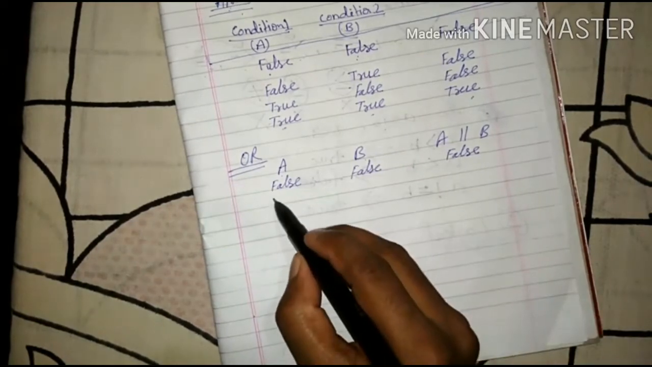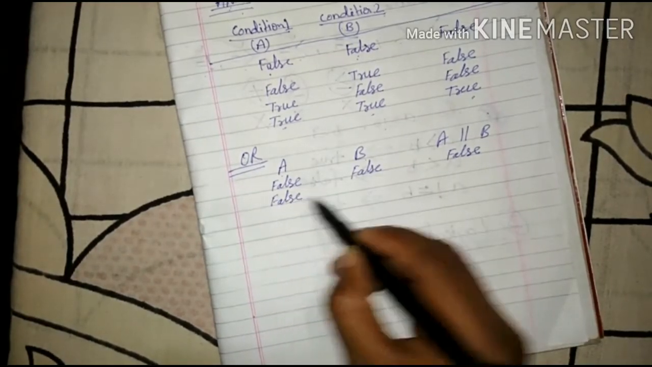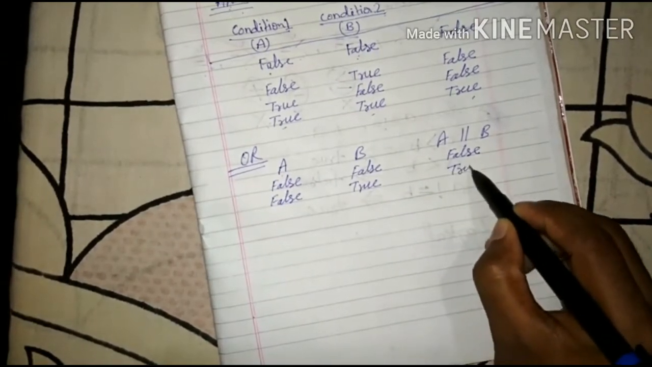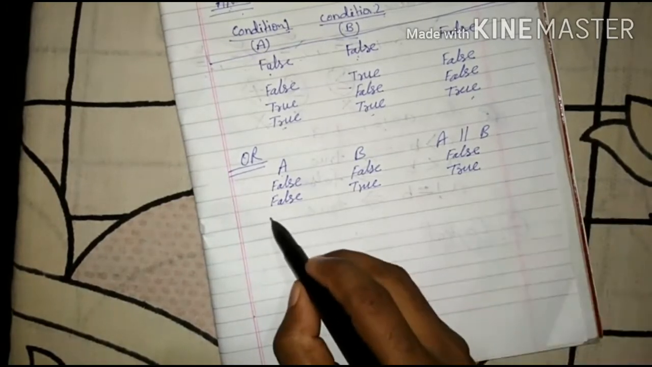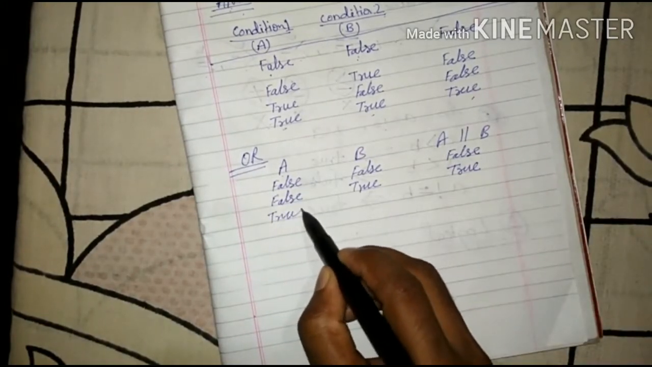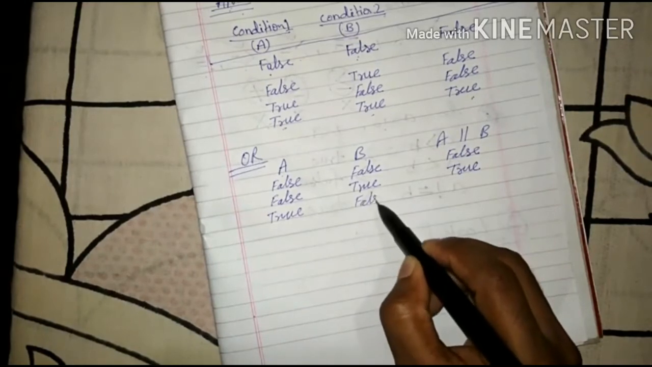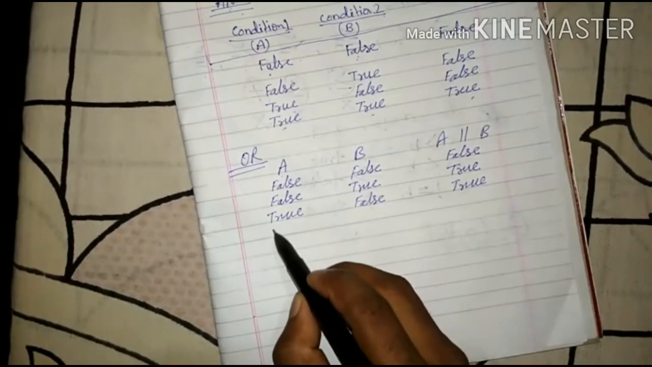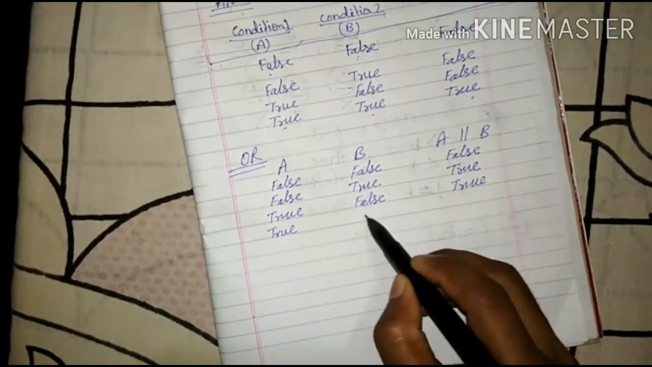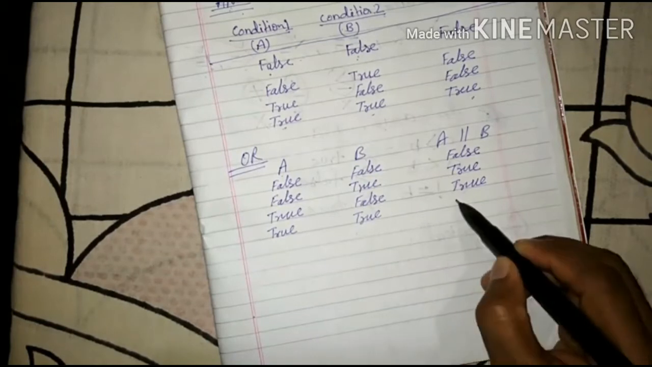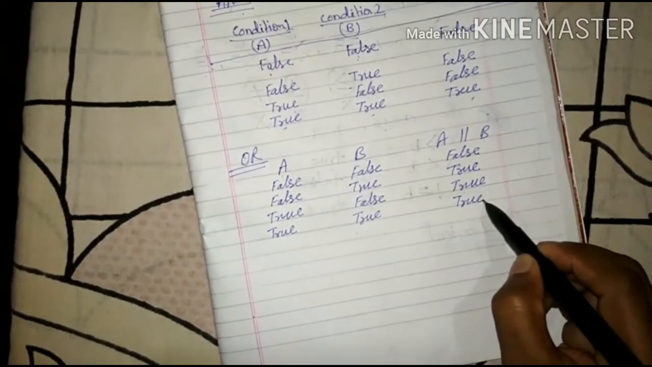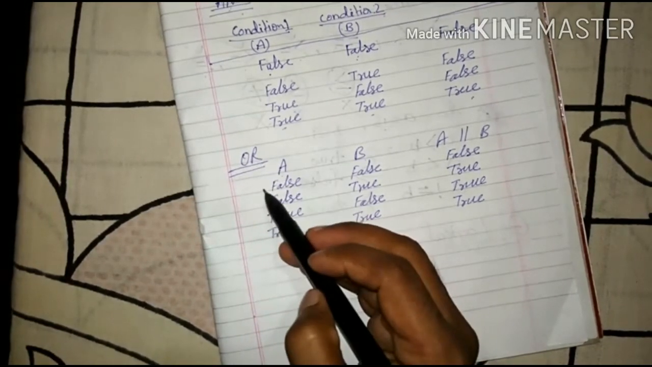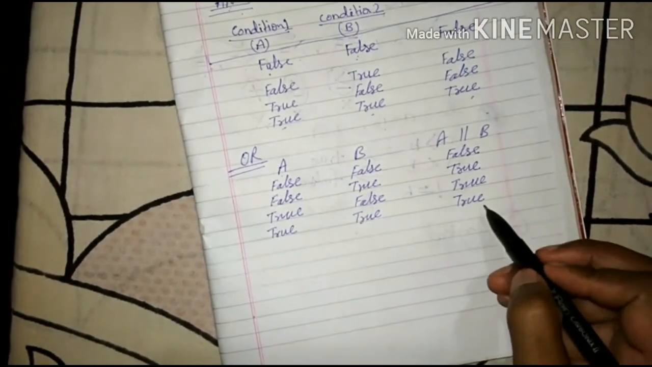If the first condition is false and the second condition is true, then the result will be true. If the first is true and the second is false, then the result will also be true. If the first is true and the second is true, then the result will be true also. Now you can see in the case of OR, the result will be true.